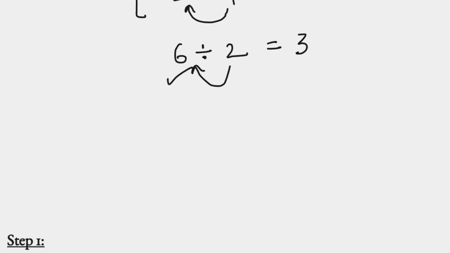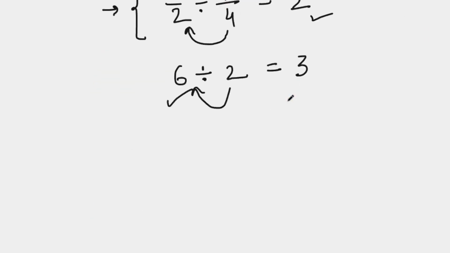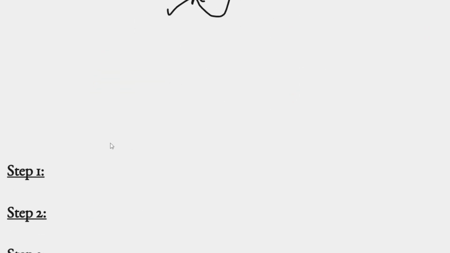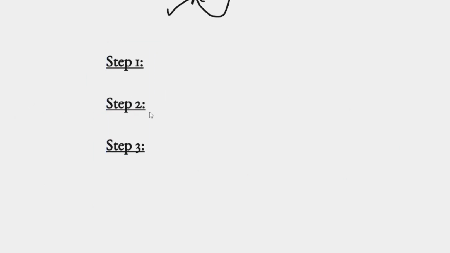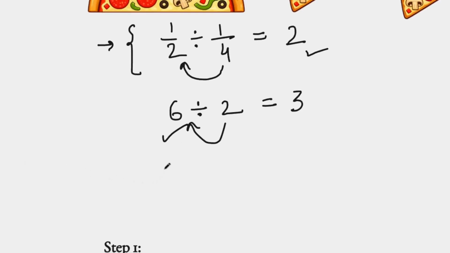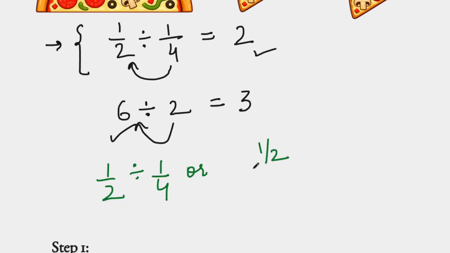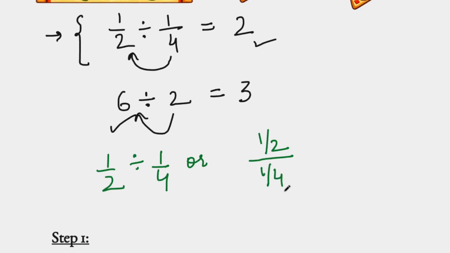mathematically. Alright. Now, for this, we will use the steps keep, change and flip. Let me tell you how to use it. Alright. For that, we will take one example and let's keep the example same so that you get a clear idea how it works. 1 by 2 divided by 1 by 4, or sometimes division is also written like this, 1 by 2 divided by 1 by 4. Both mean the same thing.